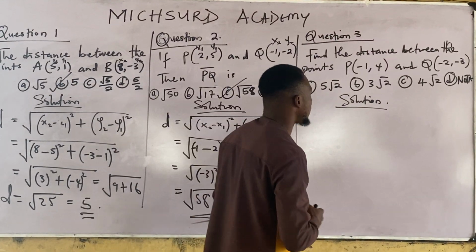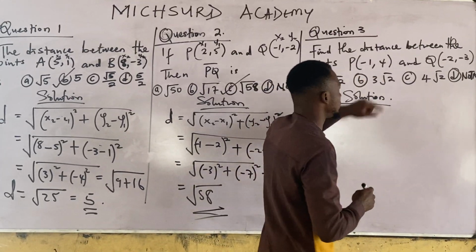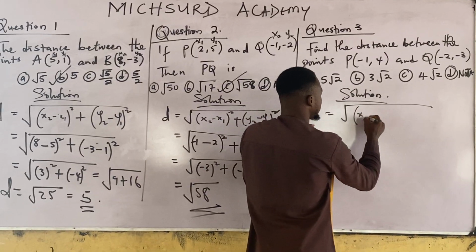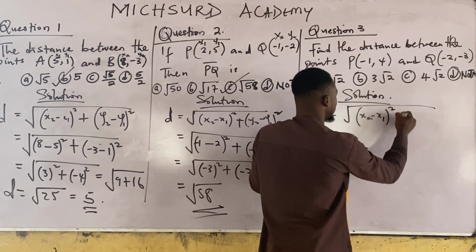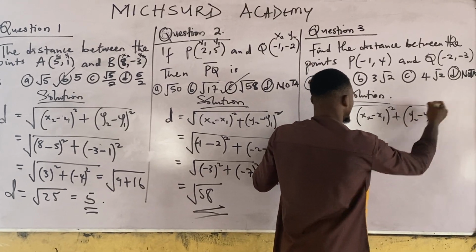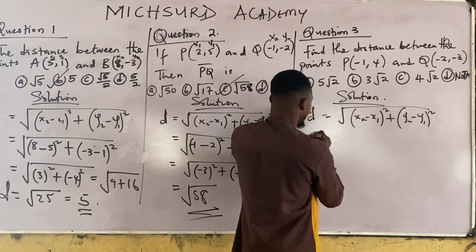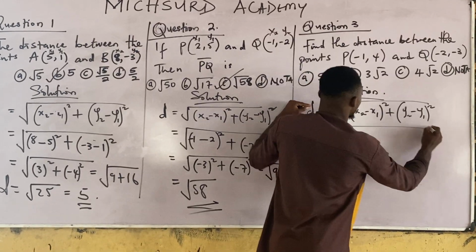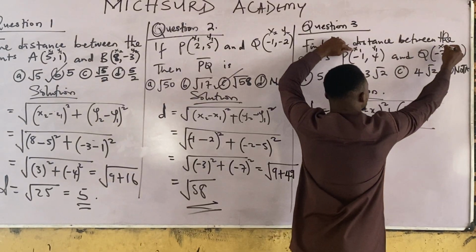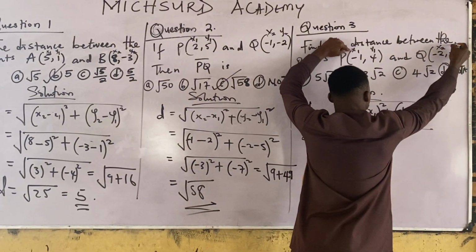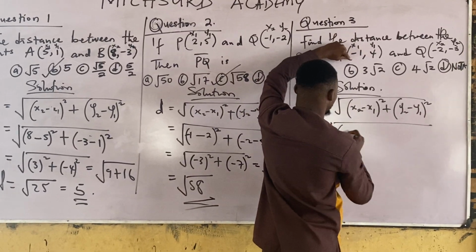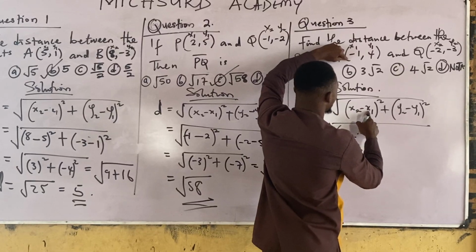Now let's solve the third one. We have to find the distance between the 2 points. The distance there will be square root of x2 minus x1 all squared, then y2 minus y1 all squared. Here we can see that x1 is this, y1 is this, then x2 will be this, and y2 is this. If we substitute, x2 will be minus 2 minus x1.